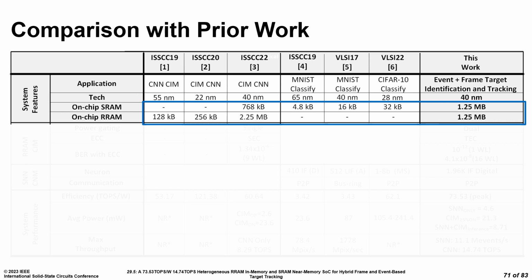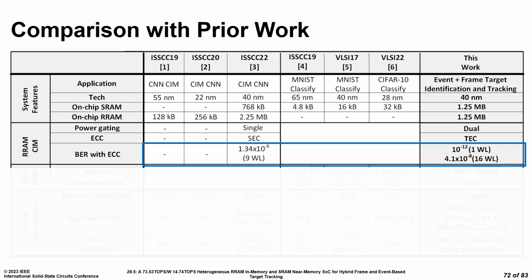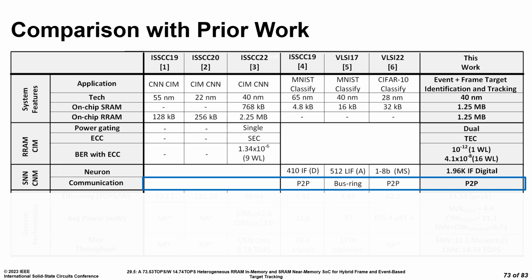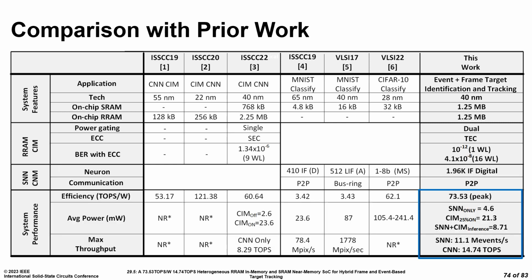To compare it with the previous works, we use both SRAM and RRAM based compute to accelerate CNN and SNN simultaneously for target tracking application. The bit error rate is reduced by embedding triple error correction modules within computing memory. We use point-to-point communication for SNNs to make it work with high speed to process the data from event camera in real time. And finally, with our power gating, we can keep the average power low, and the computing memory achieves maximum throughput achieved so far in literature by using all the modules in parallel.